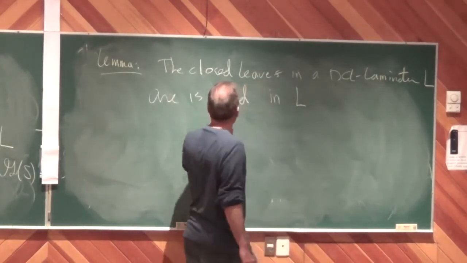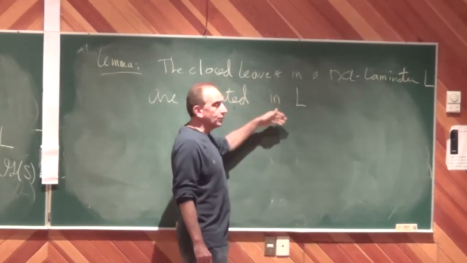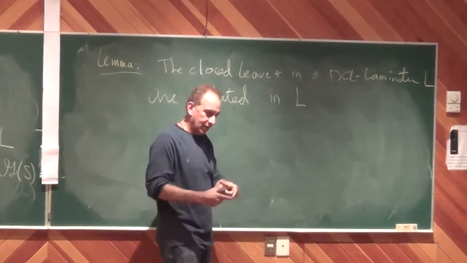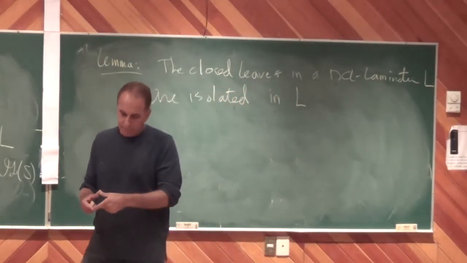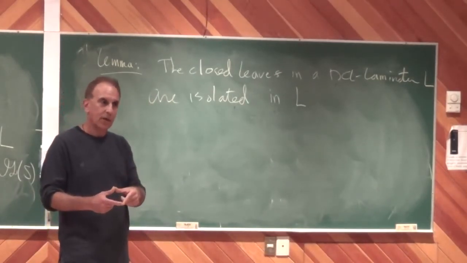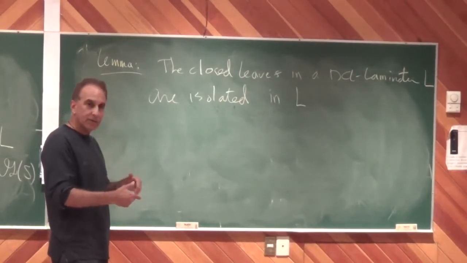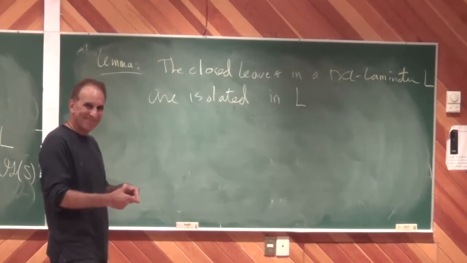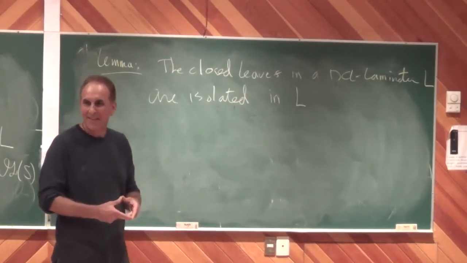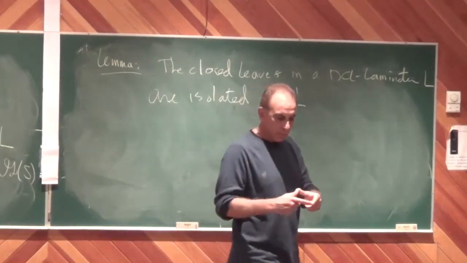So, yeah, why are they isolated? Take a closed leaf in your DCL lamination. If it's not isolated, it's the limit of other leaves. Now, it can't be the limit of closed leaves, that would violate the column law. This is only for finite area. No, this is in general. It would violate the column law.